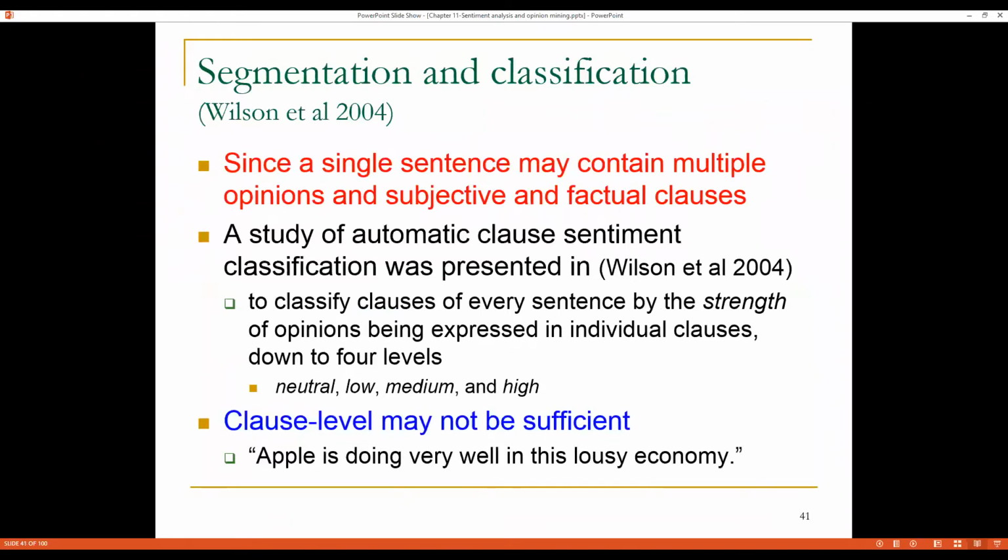Now, since a single sentence may contain multiple opinions and subjective and factual clauses, which means it violates the assumption, a study of automatic clause sentiment classification was presented to classify clauses of every sentence by the strength of the opinions being expressed in individual clauses. And that was brought down to 4 levels: neutral, low, medium, and high. However, the clause level may not be sufficient. For example, Apple is doing very well in this lousy economy.